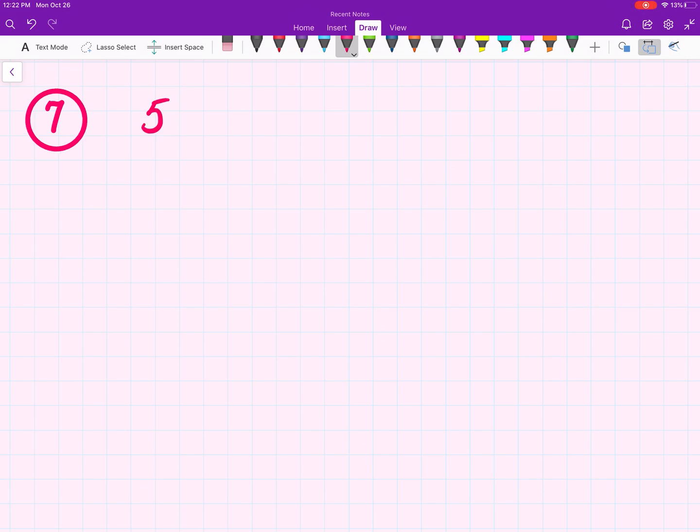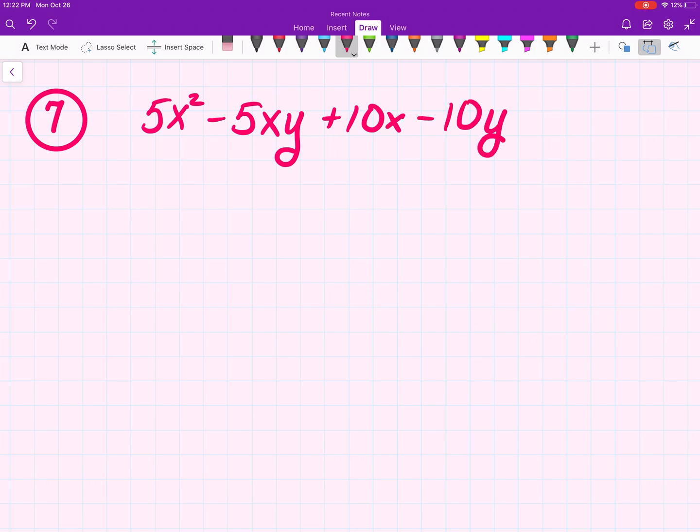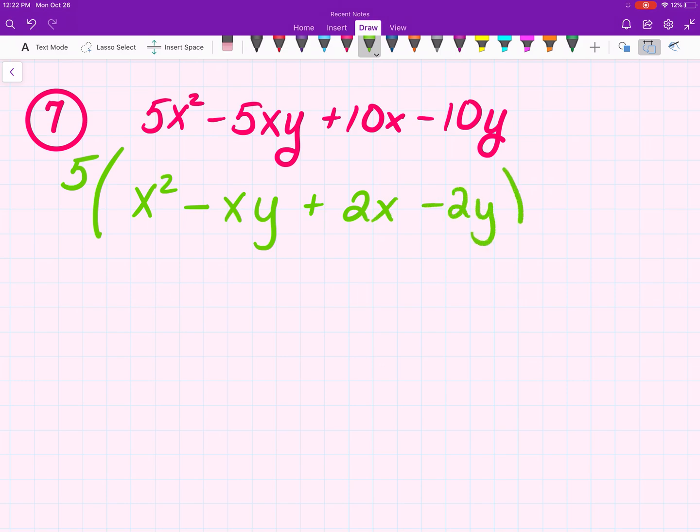All right, so it's 5x squared minus 5xy plus 10x minus 10y. And I hope you've noticed as I'm writing and as you're thinking, what goes into all of them is a 5. So we can take out a 5 to begin with. So that leaves us with x squared minus xy plus 2x minus 2y. We already have 4 terms. We don't need a magic x.